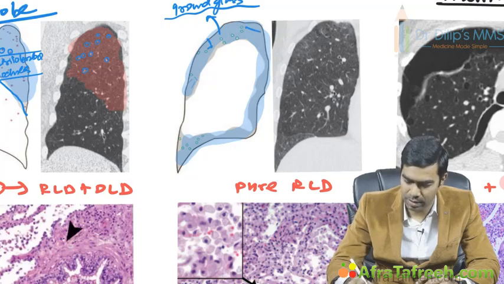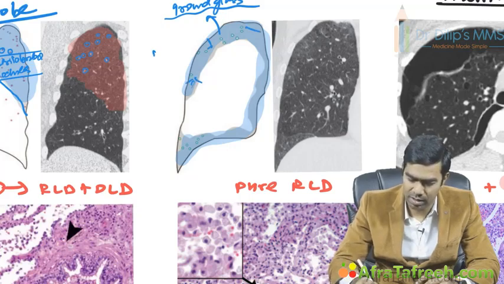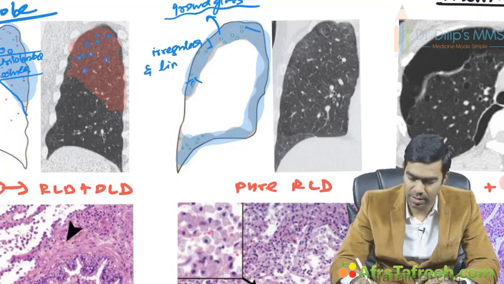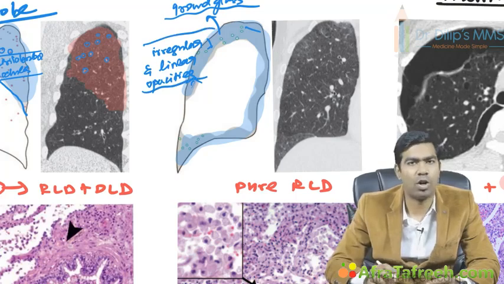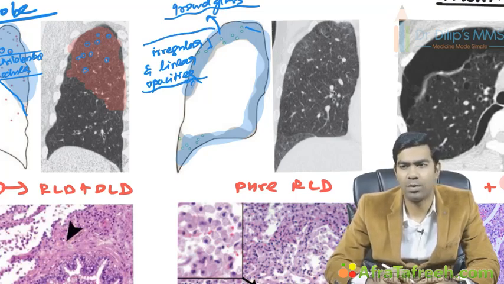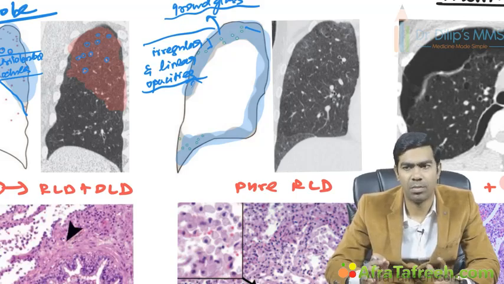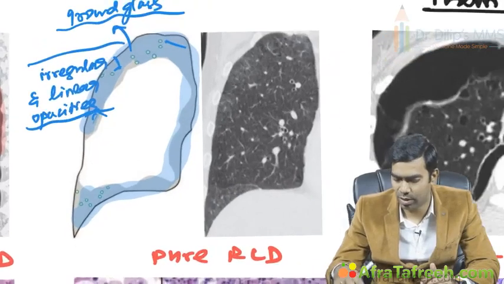irregular and linear opacities. With some nodules also you can see in between. The nodular distribution may be centrilobular or random, but the most important is the irregular and linear reticular opacities. Let us see what's going to happen.